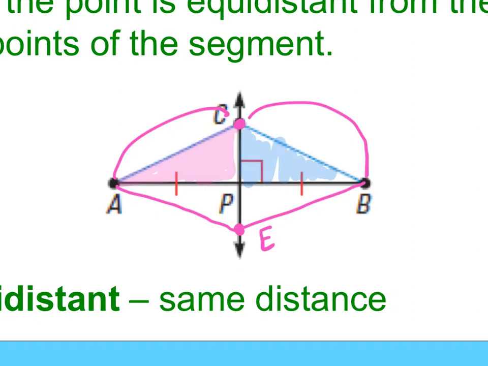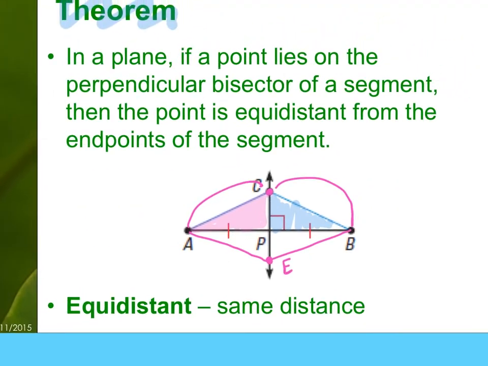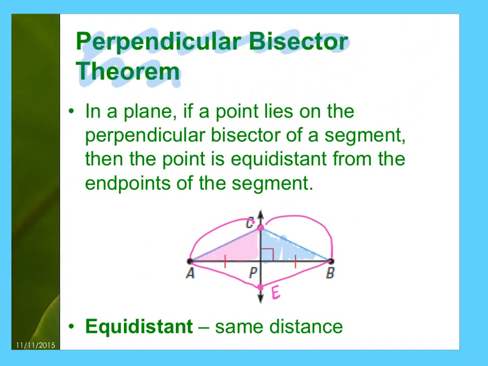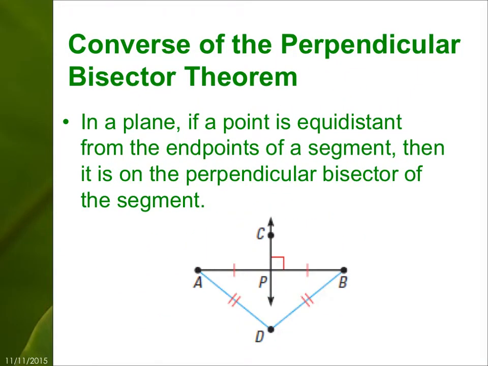Good. Okay, so no matter which one I pick, I always have the side that's the midpoint, that's in two parts. I always have the reflexive side, and then I've got the right angle. So this just makes it a lot shorter, okay? Perpendicular bisector theorem. Okay, converse to the perpendicular bisector theorem.